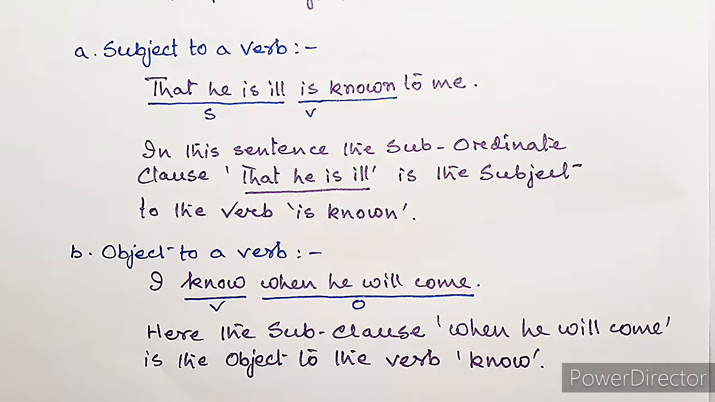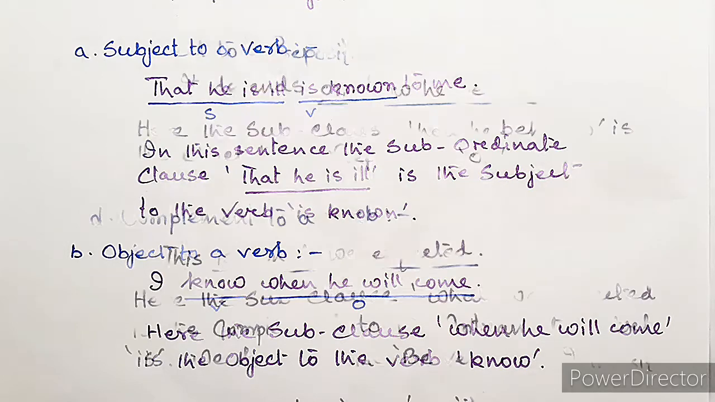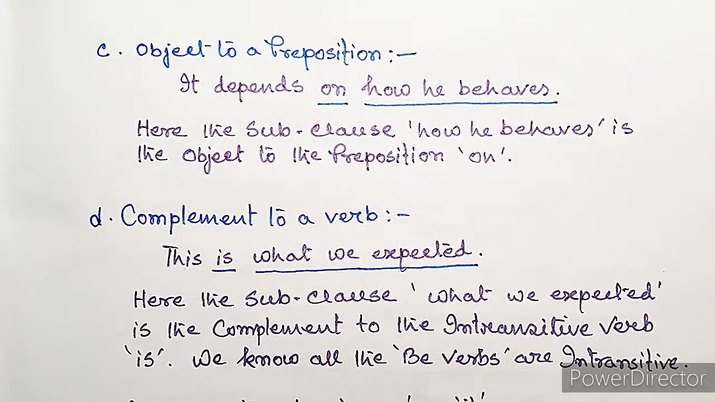The next point, object to a verb. See the example. I know when he will come. Here the subordinate clause when he will come is the object to the verb know. Point 3, object to a preposition. Note the example. It depends on how he behaves. Here the subordinate clause how he behaves is the object to the preposition on, and hence it's a noun.